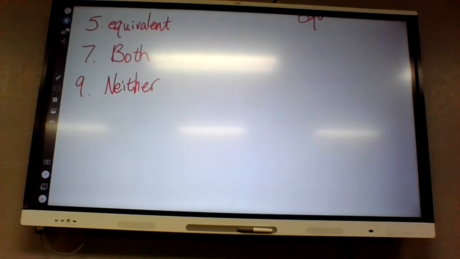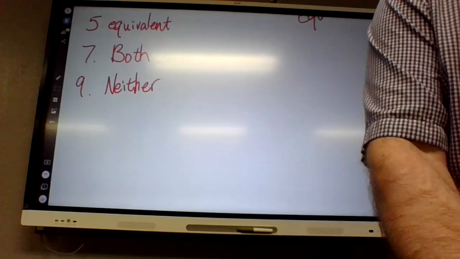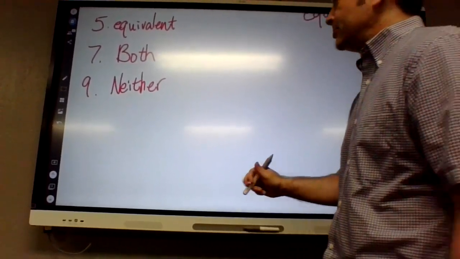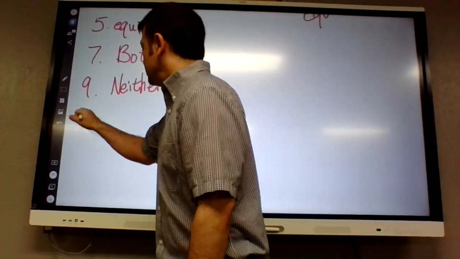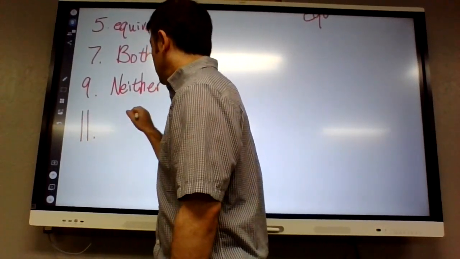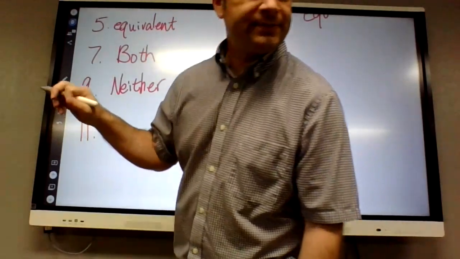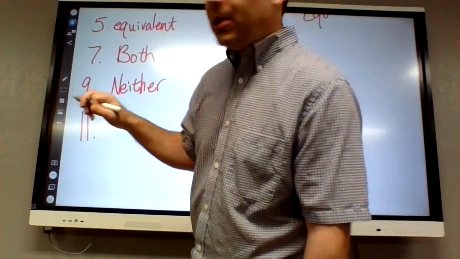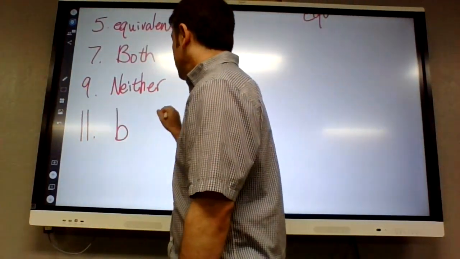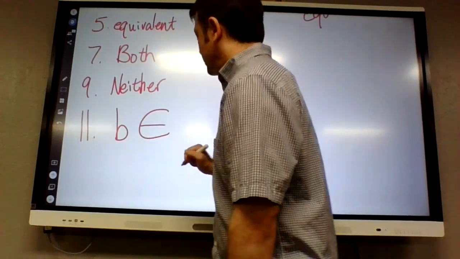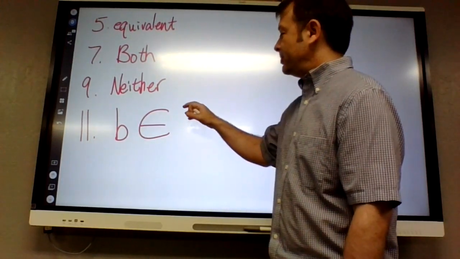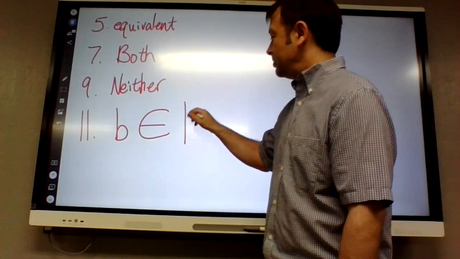Okay, number 11. Translate each sentence into symbolic notation. So we're going to write it in symbols. B is an element of set K. How do I write that with the symbol? You guys remember the element symbol? Like a wonky C. I think of it as like a C with an E line in the middle. B is an element of K.